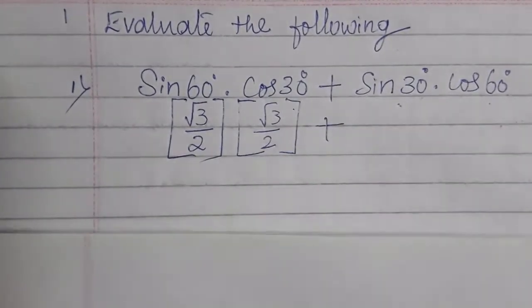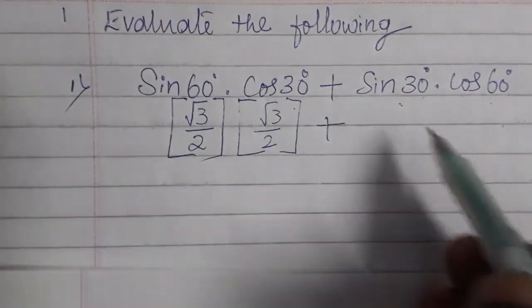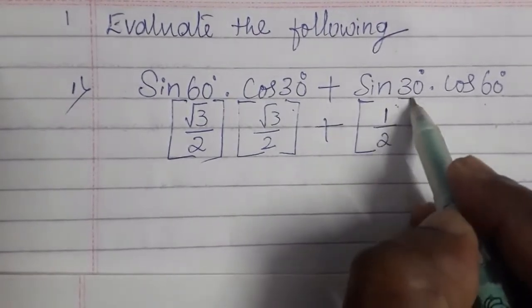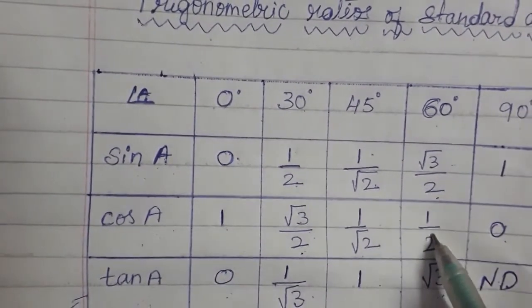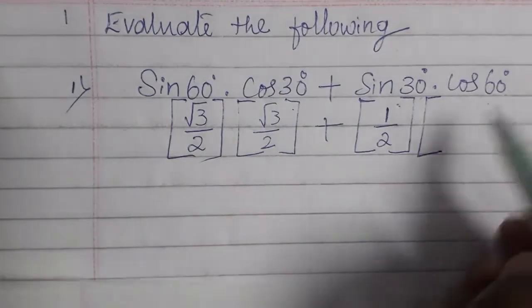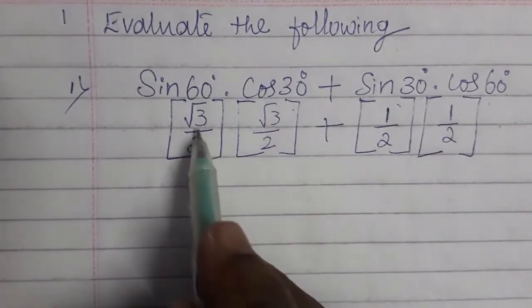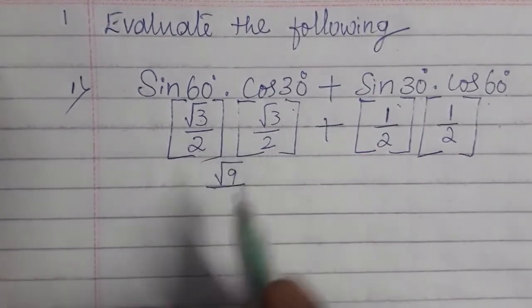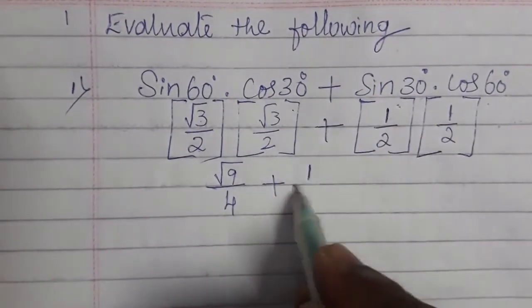Plus sin 30. What is sin 30? 1 by 2. You have to remember all the ratios, then these kinds of sums will become very easy for you to solve. What is cos 60? 1 by 2. Now simple arithmetic. Root 3 into root 3 is root 9, and 2 twos are 4. Plus 1 ones are 1, again 2 twos are 4.